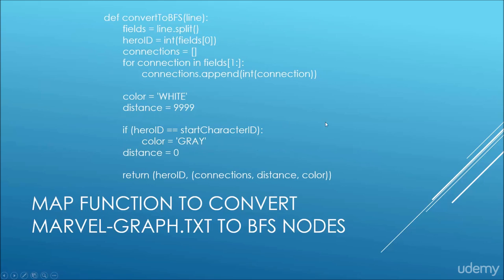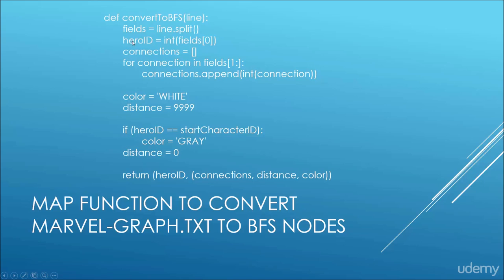Let's turn that into some code. So, a big part of the code is just the conversion of that source data into something that looks like a node. And what we're going to do is convert that to an actual key value pair, with a key of a hero ID and a value that's this composite value of the list of connections, the distance, and the color. So that way we can group things together by hero ID later more easily. So all that's going on up here is pretty straightforward stuff.